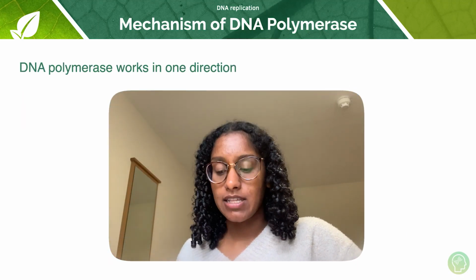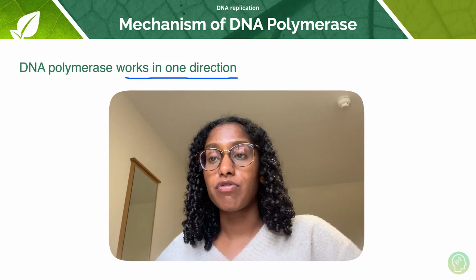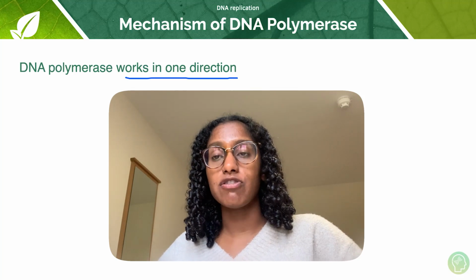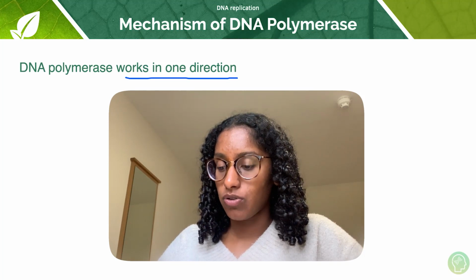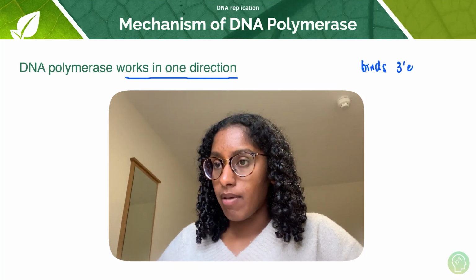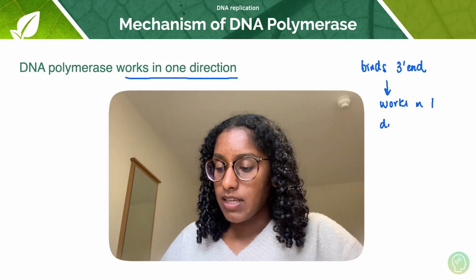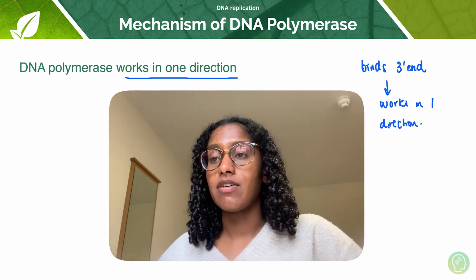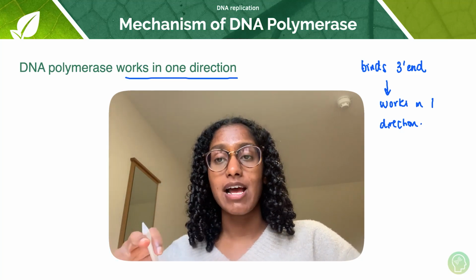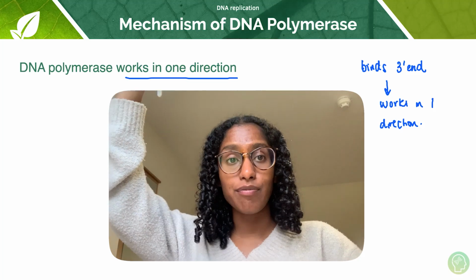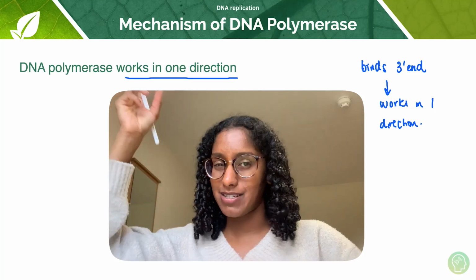Now, DNA polymerase has this really important property of working in only one direction. Because remember, in DNA, one strand goes from the 3' to the 5' end, and the opposite strand goes from the 5' to the 3' end. So DNA polymerase can only bind to the 3' end of a parental strand and work in one direction. This means that they build the new daughter strand in the 5' to the 3' direction only, because if they're binding to the 3' end of the parental strand and they start working up the parental strand to the 5' end, that means the start of the daughter strand is going to be the 5' end to the 3' end. Does that make sense?